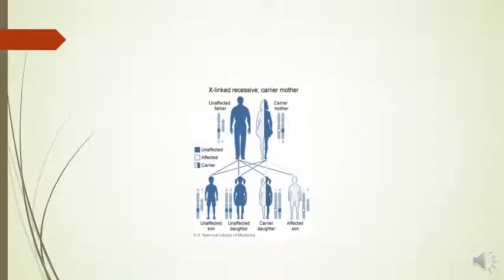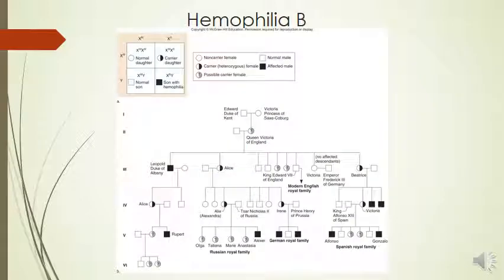This slide is showing X-linked recessive with the carrier mother and how the genes are passed on. This slide shows part of an extensive pedigree for an X-linked recessive disease, the blood clotting disease, hemophilia B. It is also known as Christmas disease and factor IX deficiency.